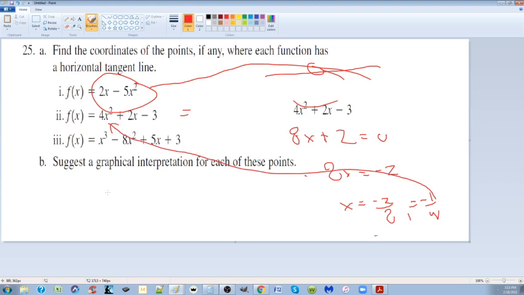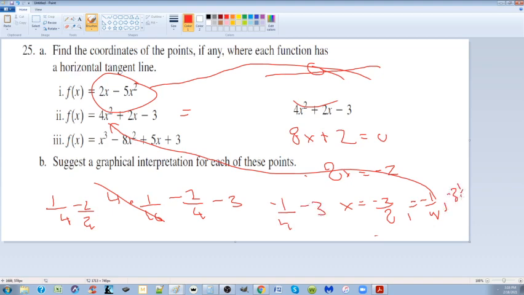You get 4 times 1/16 minus 2 over 4 minus 3. This becomes 1/4 minus 2/4. So you get minus a quarter minus 3. So the y version is minus 3 1/4, which is also minus 13 over 4. So you get minus 1 over 4 for the x, minus 13 over 4 for the y, is when that vertex, essentially when that parabola is flat.